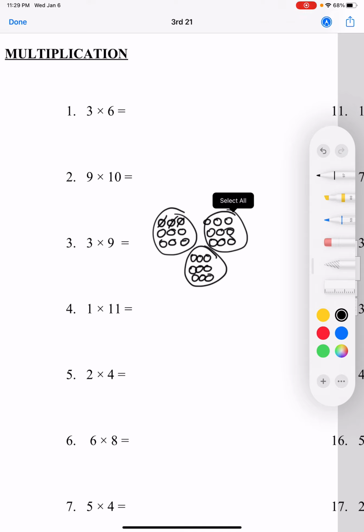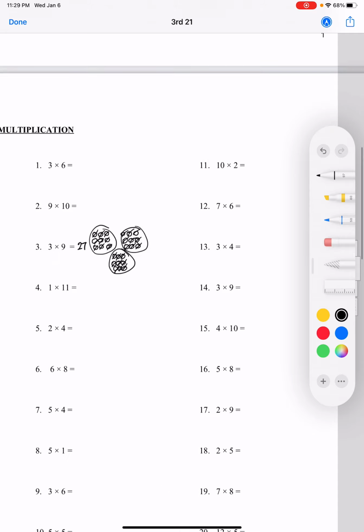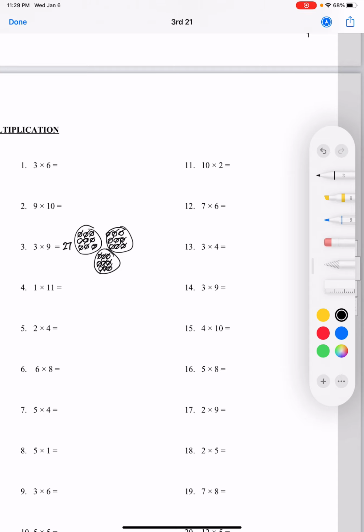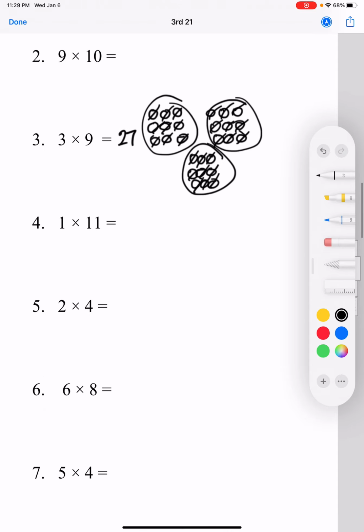So 1, 2, 3, all the way up to 27. So your answer is 27. So that's all of them. Let's try 2 times 4, 2 groups of 4. So 1, 2, 3, 4, 1, 2, 3, 4, and we're going to count all the small circles. So 1, 2, 3, 4, 5, 6, 7, 8, and your answer is 8.